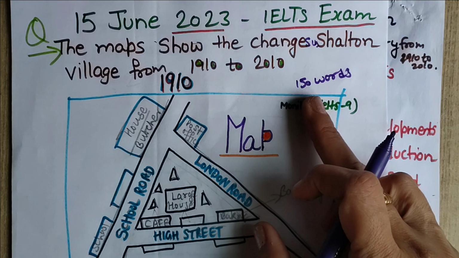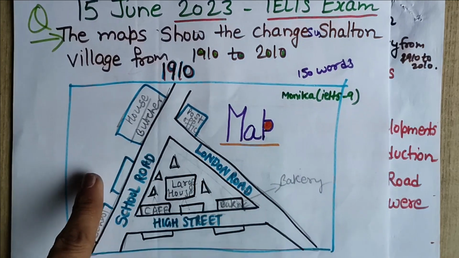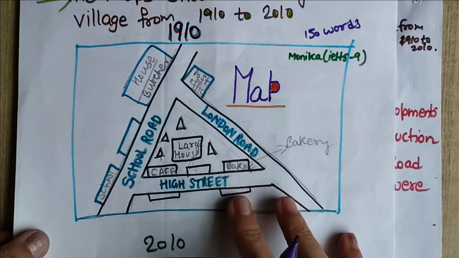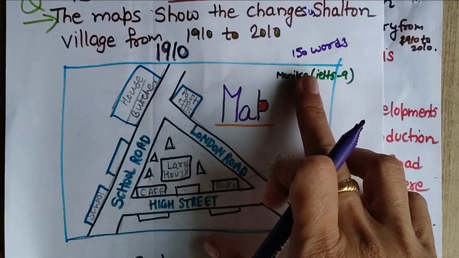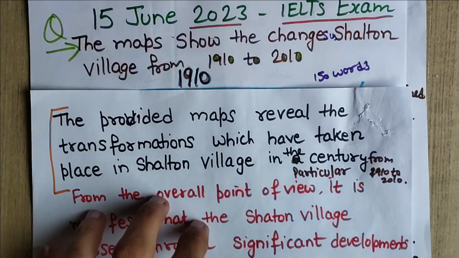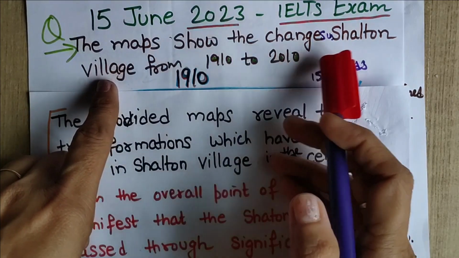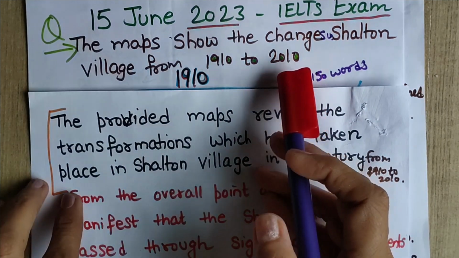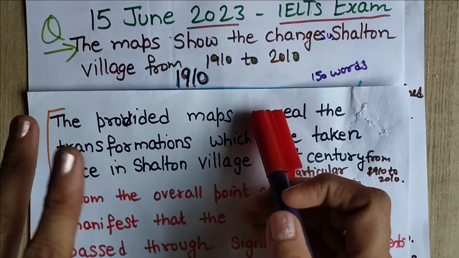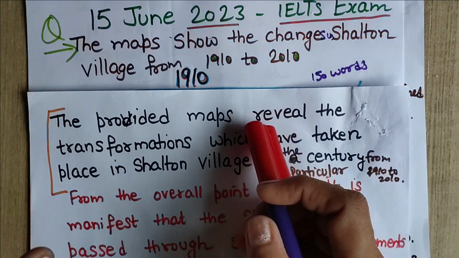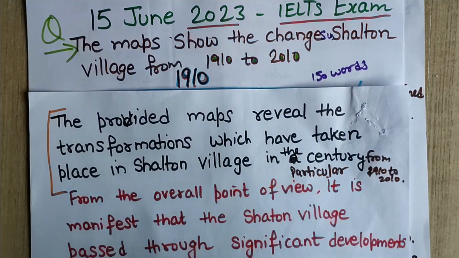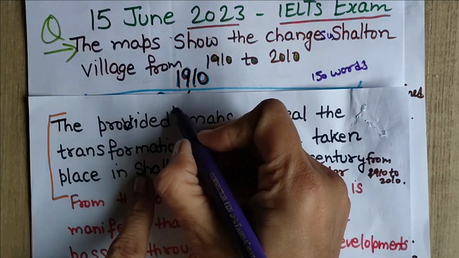If you can't exceed 150, then it's okay. 150 is the important thing. If you have just written that in the answer sheet, that is also a good thing. Let's look at the introduction. The question: the maps show the changes in Shalton village from 1910 to 2010. I will show you two introductions, how you can write simply and how you can make another type of sentence. The provided maps are, because we have two maps.